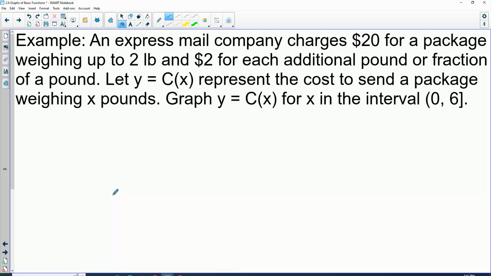Let's look at this. So an express mail company charges $20 for a package weighing up to 2 pounds and $2 for each additional pound or fraction of a pound. Let y equals c of x represent the cost to send a package weighing x pounds. Graph it on the interval 0 to 6. So I'm not asking you to write an equation. We're just drawing a graph. My interval is 0 to 6, so my x-axis is just going to go up to 6.